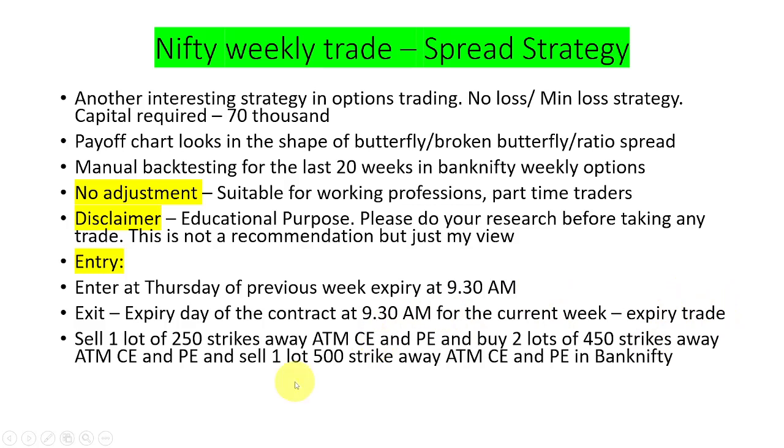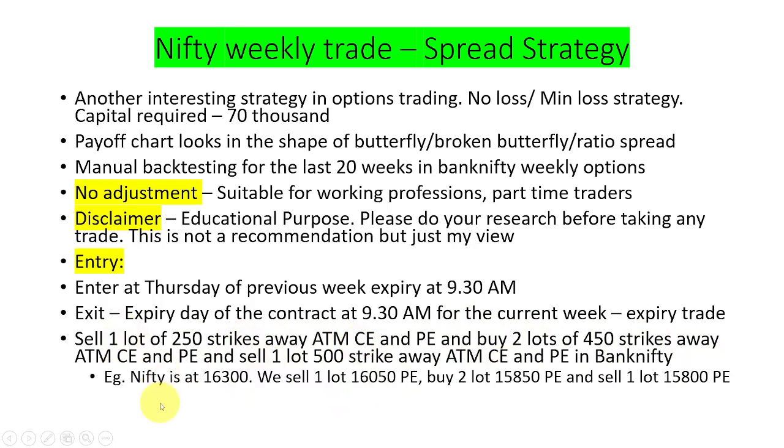The rule is: we sell one lot 250 strikes away from ATM, call and put. We buy two lots 450 points away from ATM, call and put, and we sell one lot 500 strikes away from ATM, call and put. So it is like 1:2:1. Let me give you the example.